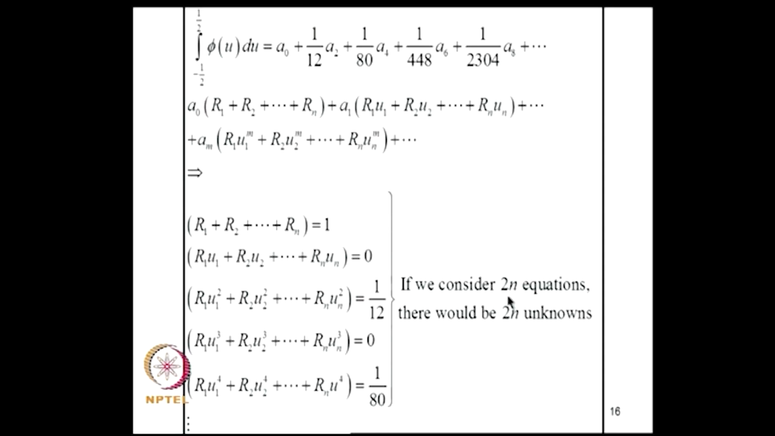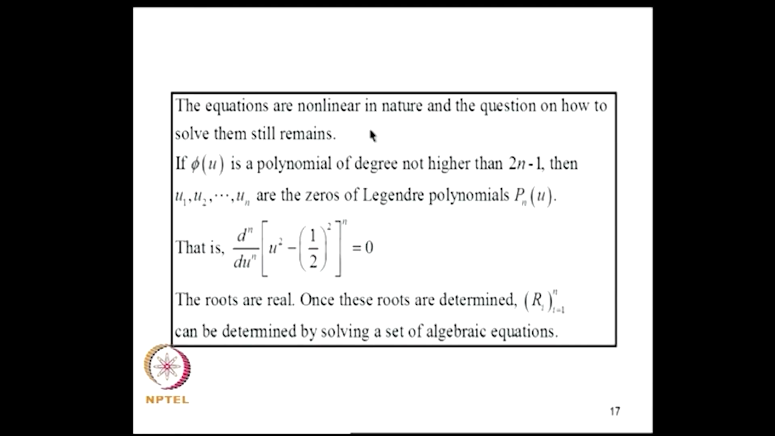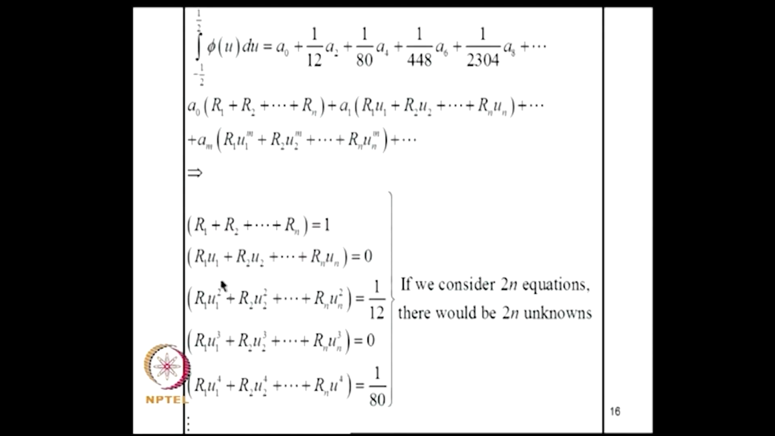Suppose you consider 2n equations, there will be 2n unknowns. What are the 2n unknowns? R1, R2, Rn is the first set, then u1, u2, un. So, that constitutes 2n unknowns. Now, you select these 2n equations and solve for those 2n unknowns, and that gives you the representation that you are looking for. But how do you solve for that? This is a set of nonlinear equations; you can see quadratic terms here.